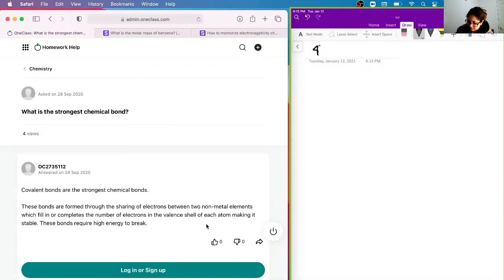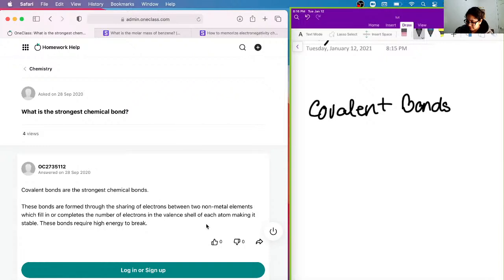Okay, so our next question says, what is the strongest chemical bond? Covalent bonds are the strongest. These bonds are formed through the sharing. So yeah, covalent, however, I would also say ionic are the strongest, but in this case, we can say that covalent bonds are the strongest.